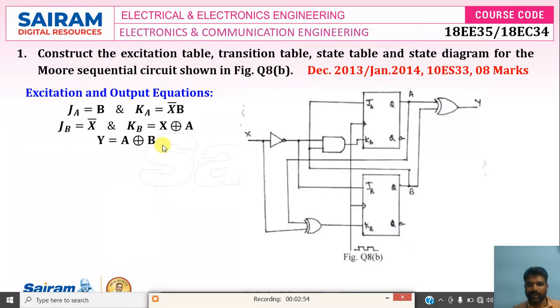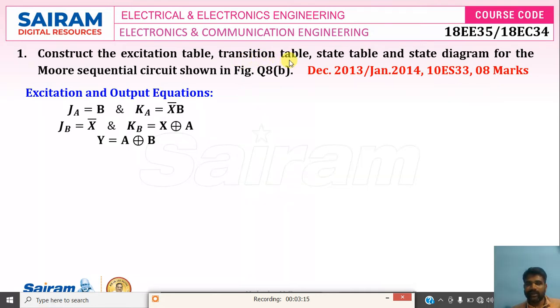First step done. Next step, construct the excitation table. They have not asked you to write the transition equation, though sometimes they will. As I said, to obtain the transition table we have two ways: one, construct the excitation table; another, write the transition equations. So let's practice how to write the transition equation.